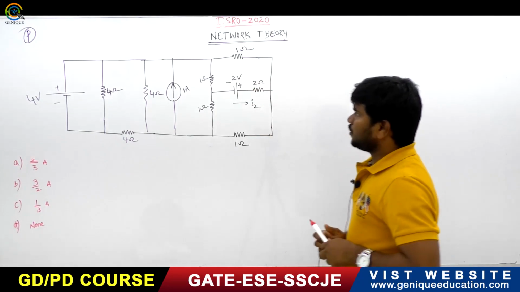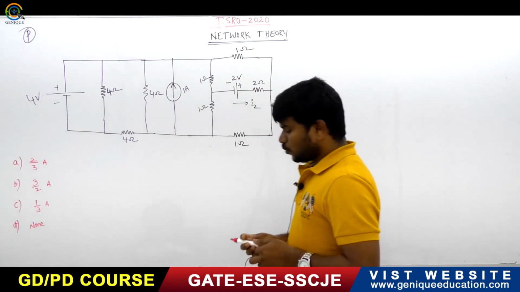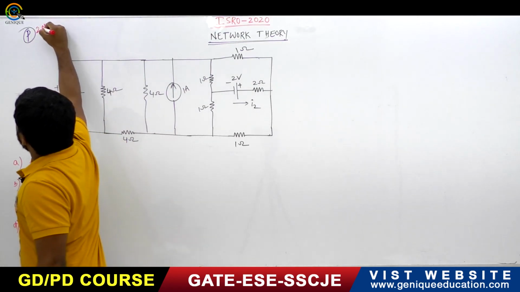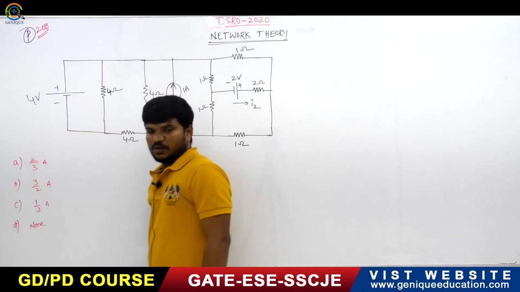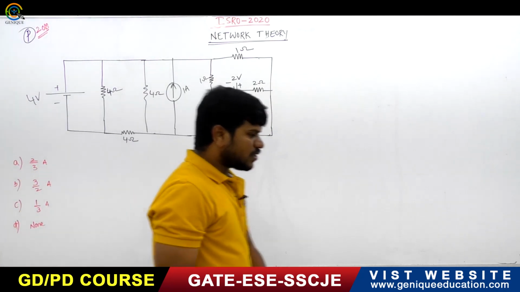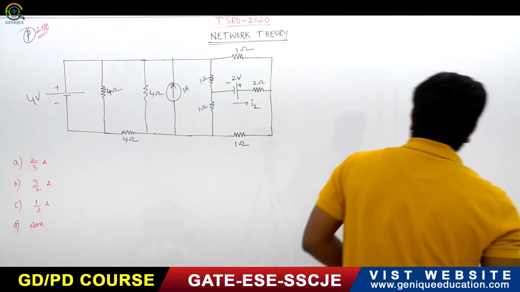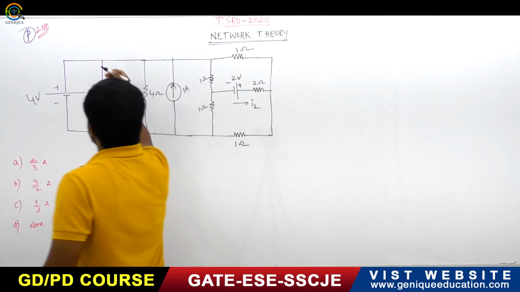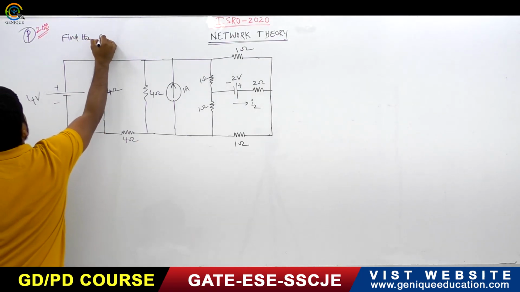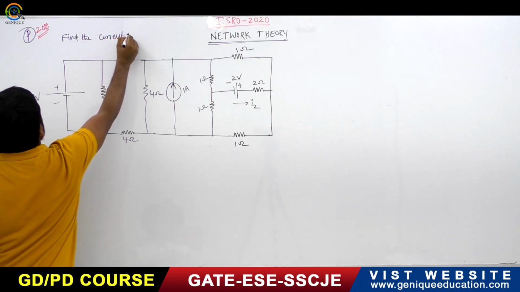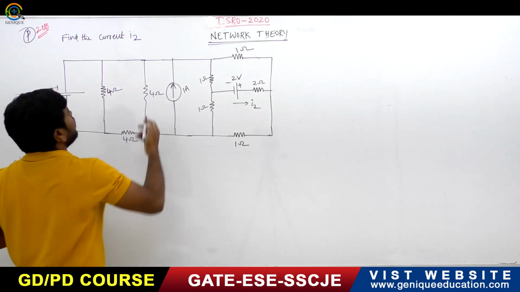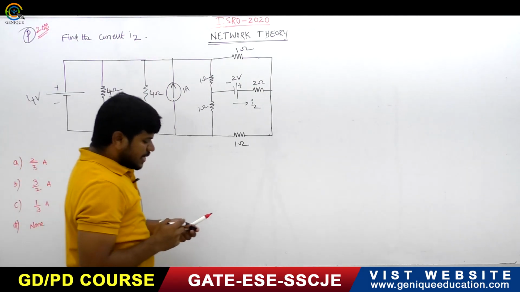So come to this question. It was asked in the 2018 ISRO examination. See this question. In this question, you are asked to find the current I2 in the network.